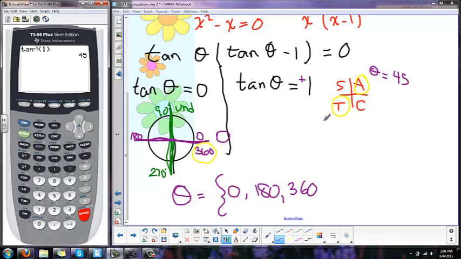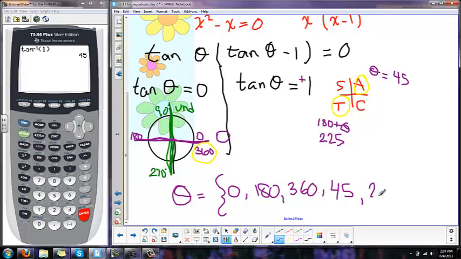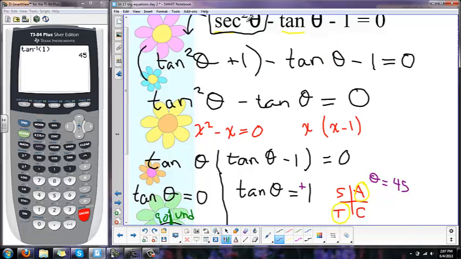And then we need to know the answer down here in the third quadrant. So this is 180 plus theta. So that's 180 plus 45, which is 225. So you have 2 more answers. You have 45 and 225. And you have to include every single one of these answers if you want to get full credit for the question. Those are all the values where the statement above is true.